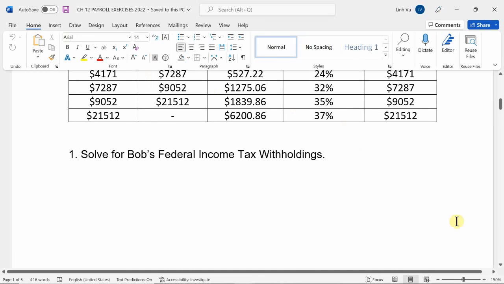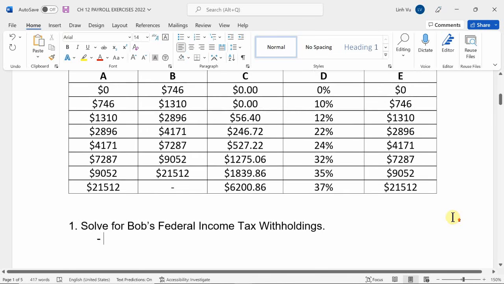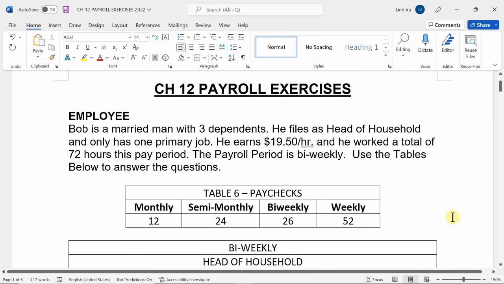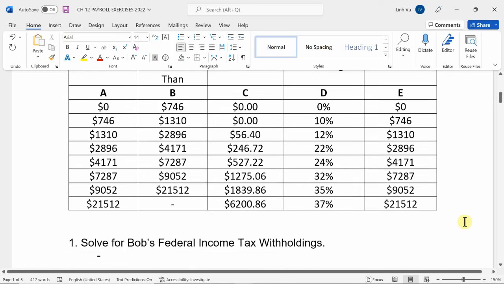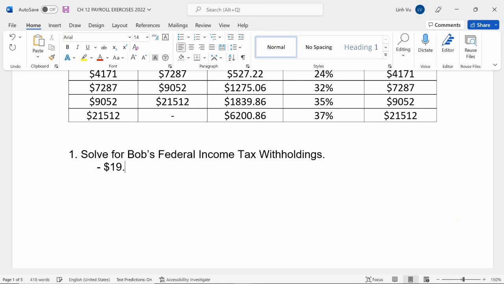So, what do we need to do first? What do we need to solve for first? The amount of the paycheck, the amount of gross earnings. In this case, he has worked a total of 72 hours and he earns $19.50. So, how much is that going to be? 1404. Okay?